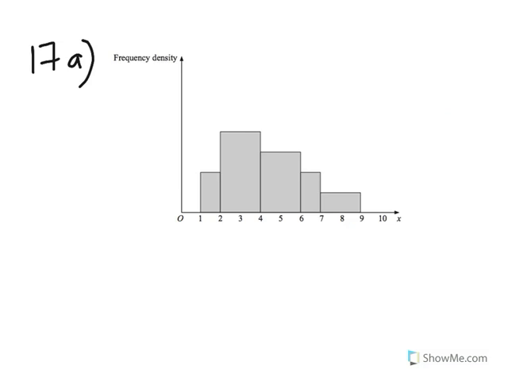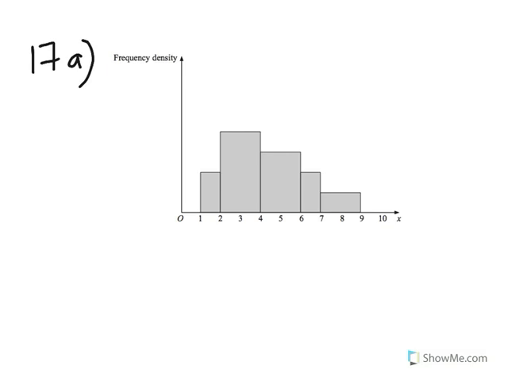Alright, so in 17 we left off. The histogram shows information about the heights of some plants, and it has been drawn accurately, meaning the sizes of the bars are drawn perfectly. So you have to calculate the percentage of values that lie between 2 and 4.